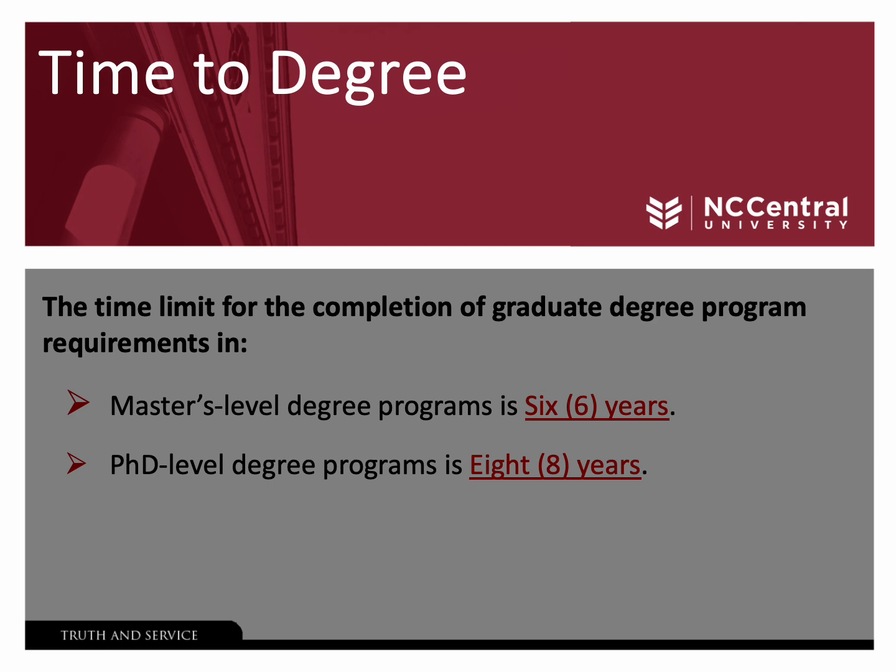Time to degree. The time limit for the completion of graduate degree program requirements in all master's level graduate degree programs is 6 years. The time limit for completion of PhD program requirements is 8 years. The time limit begins on the date of the student's registration in his or her first course for the graduate degree at North Carolina Central University.